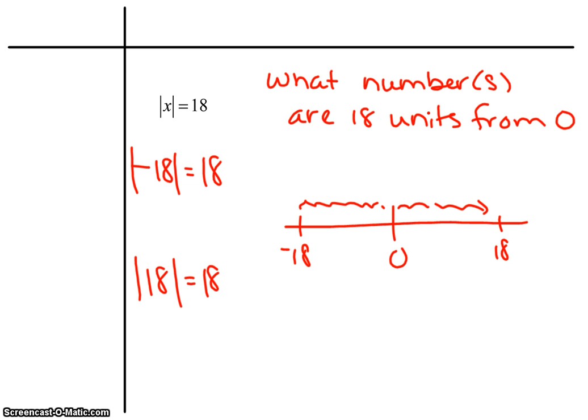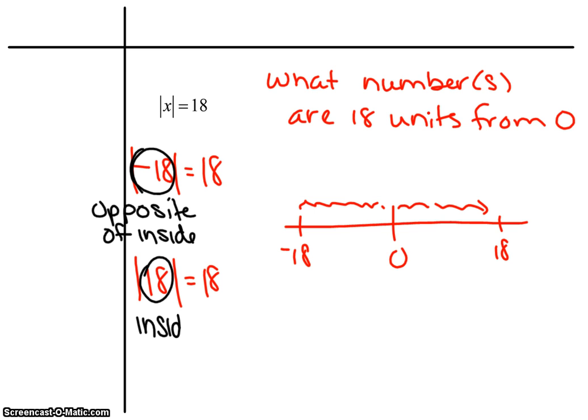Now, how we're going to set up our equations is similar to what I have there now with the 18s. I'm going to talk about this piece as the opposite of what's inside. The opposite of what's inside is going to be 18 units from 0, as well as what's inside is 18 units from 0.